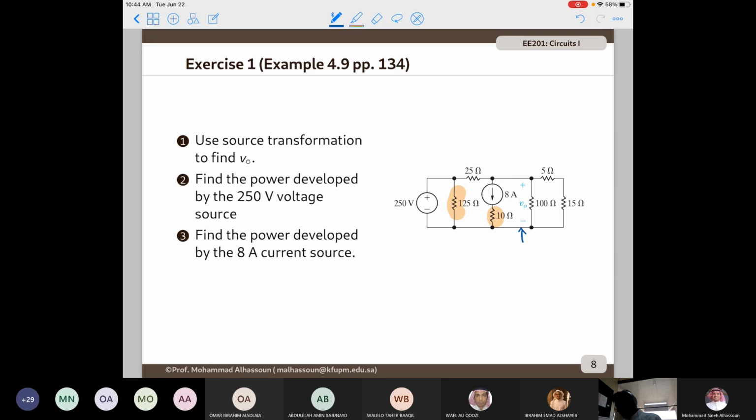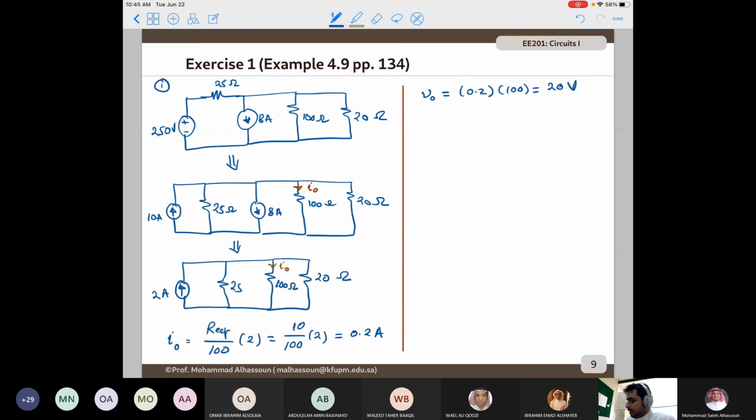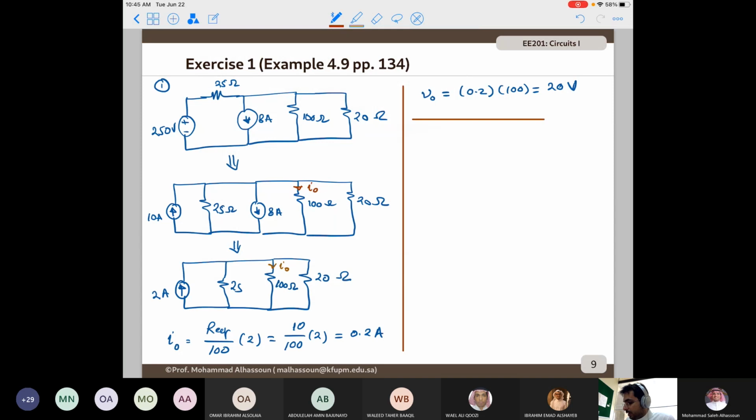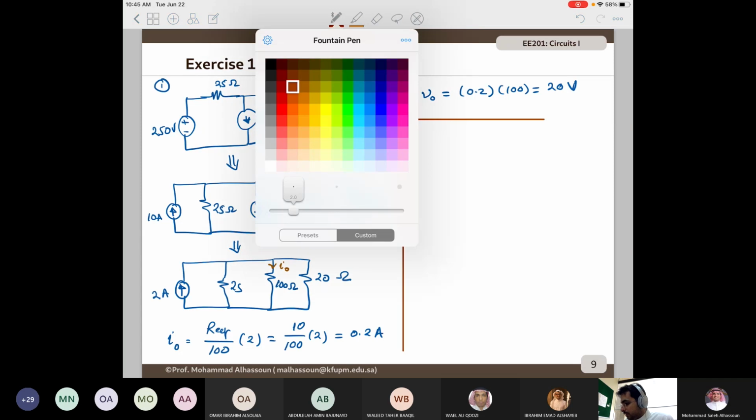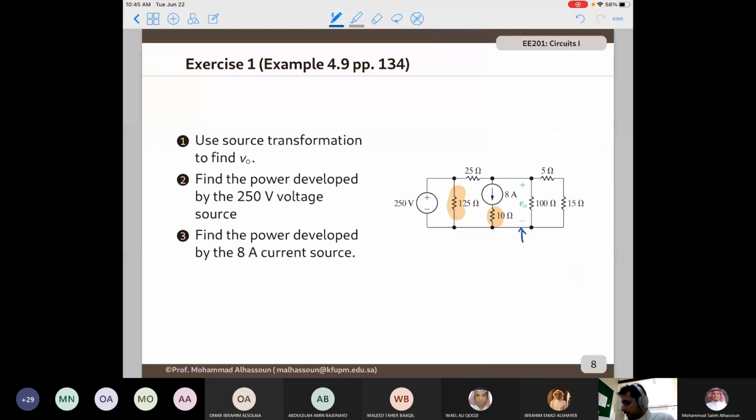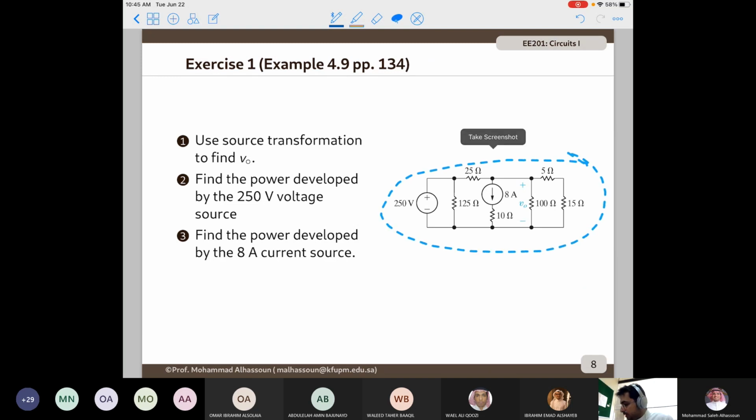Okay. Now, let's find the power developed by the 250 voltage source. So this is the second thing that we need to do. We have to find the power developed by the 250 voltage source. So in this case, we need to go back to the original circuit. So if we go back to the original circuit here, copy it.